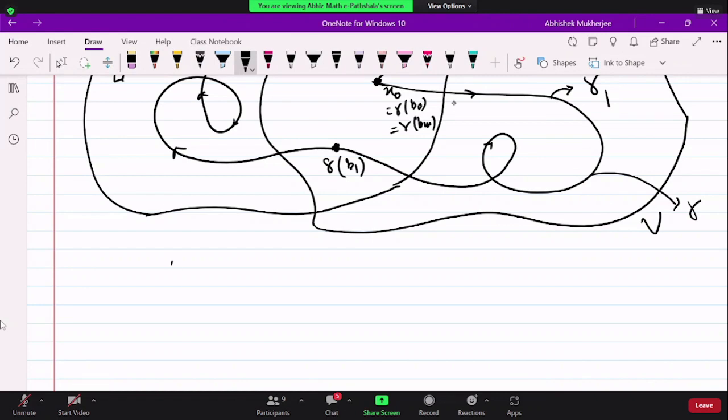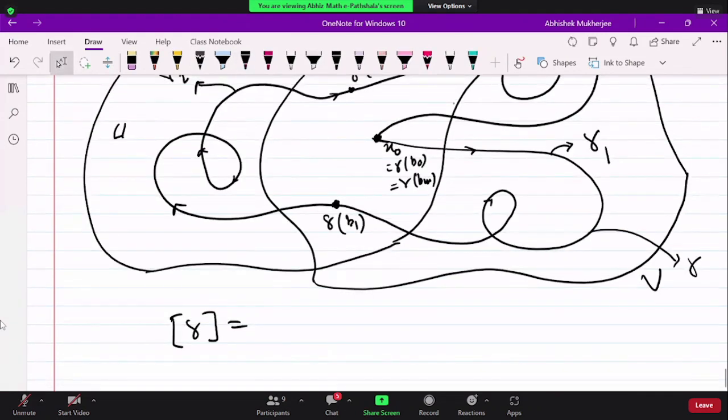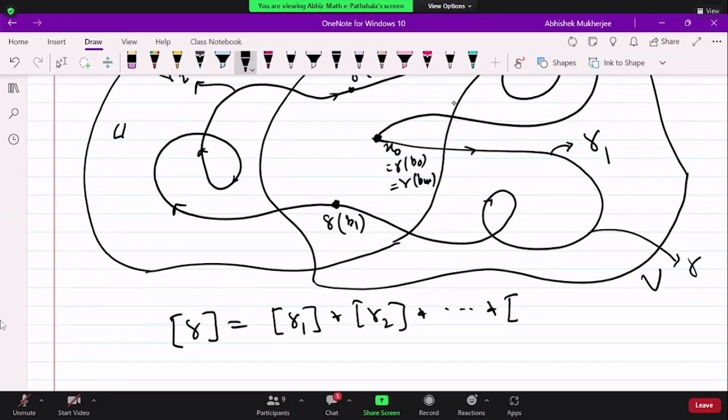So the path homotopy class of gamma, if you want to impose the concatenation of paths, is nothing but gamma 1 star gamma 2 star and so on up to gamma m. But these gamma 1, gamma 2, gamma m are actually paths. These are not loops, and I'm going to define loops here. So how to tackle this situation?